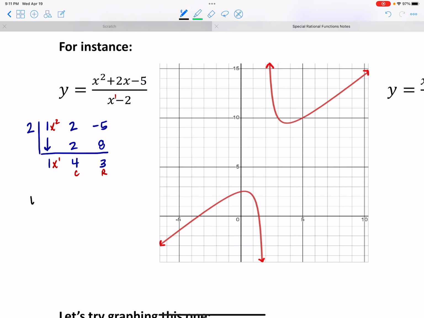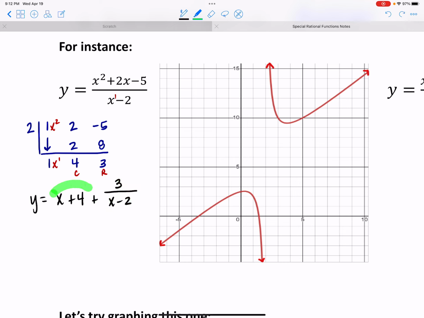Now I could say y is equal to 1x plus my constant of 4 plus my remainder of 3 over my divisor, which was x minus 2. So I've just rewritten this as its quotient and remainder, okay? Now this form is a little more helpful because this part is a transformation of my parent function. I know what's going to happen to this part of my fraction. As x gets infinitely large, this fraction will approach 0. It's going to zero out, it's going to go away, so all that's going to be left is what we have out here.